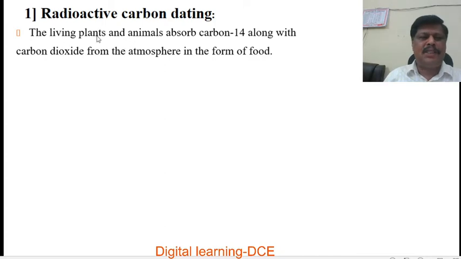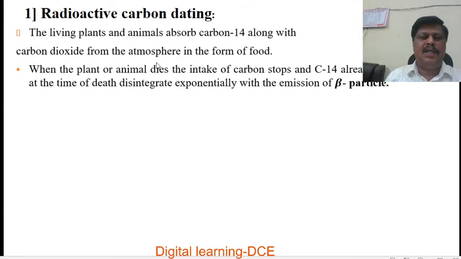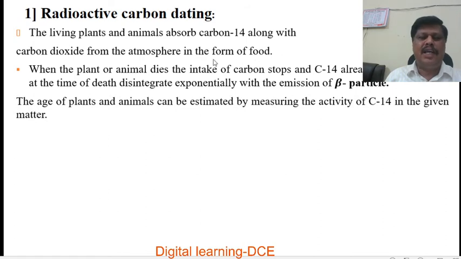The living plants and animals absorb carbon 14 along with carbon dioxide from the atmosphere in the form of food for their growth. When the plant or animal dies, the intake of carbon 14 stops, and carbon 14 already present in them at the time of death disintegrates exponentially with the emission of beta particles.